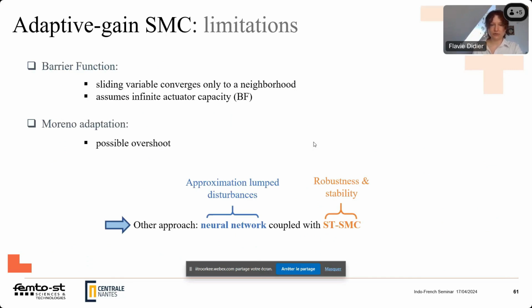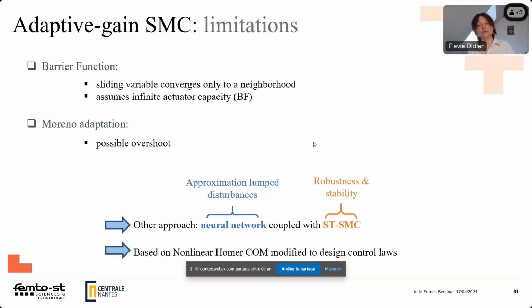Another approach that we can use is the neural network coupled with the super twisting sliding mode controller. The neural network is used to approximate lumped disturbances, and the super twisting sliding mode controller is used for robustness and stability. This time, we use the nonlinear Homer control-oriented model to design the control law.